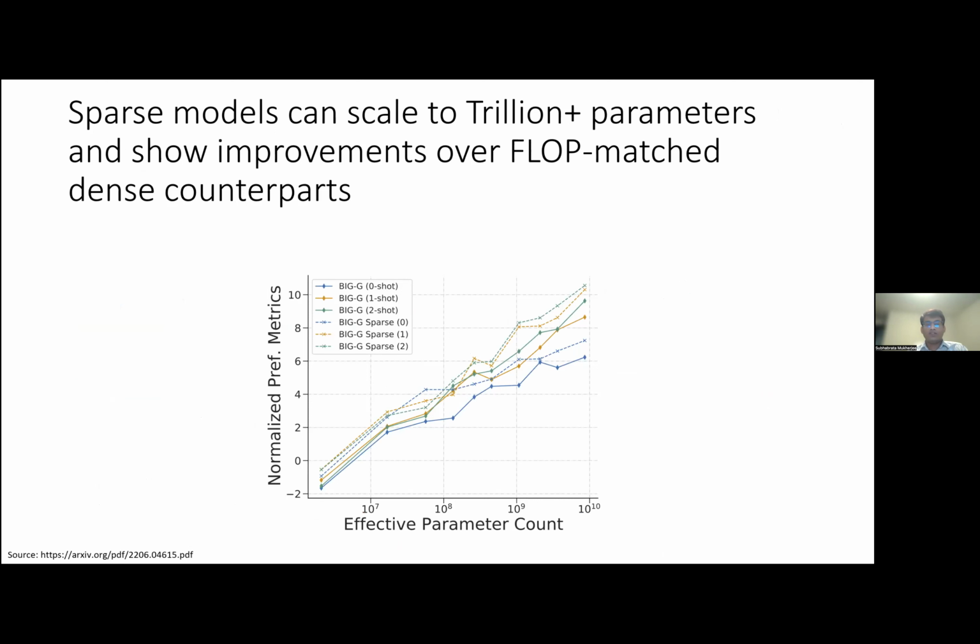Now, why are we interested in sparse models? In several recent works, sparse models have been shown to outperform FLOPs-matched dense counterparts. Even from Facebook, if you look at papers like OPT and OPT AutoMoE, you would see impressive performance of the OPT models when their FLOPs are matched to their traditional dense counterparts.